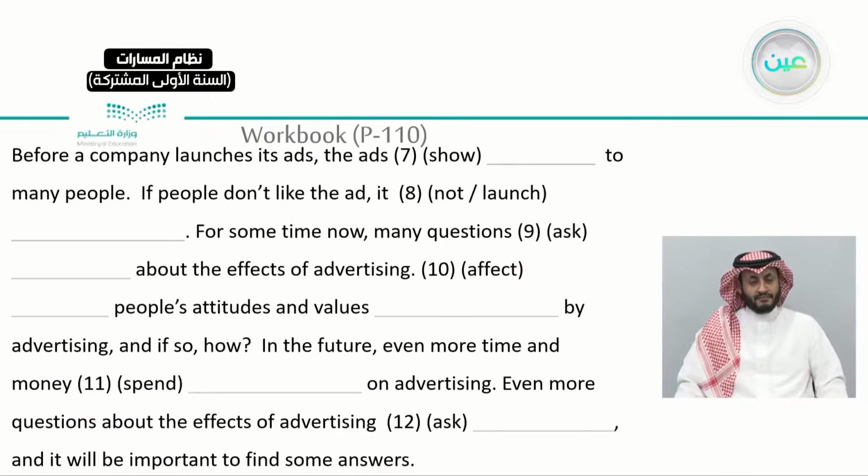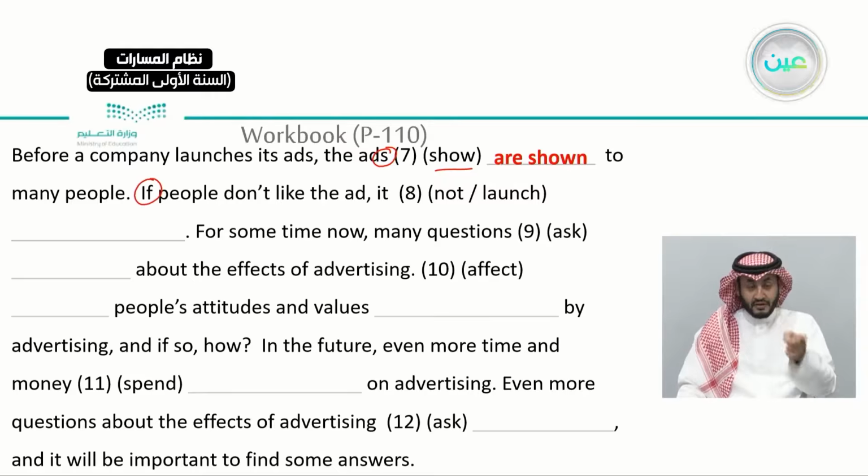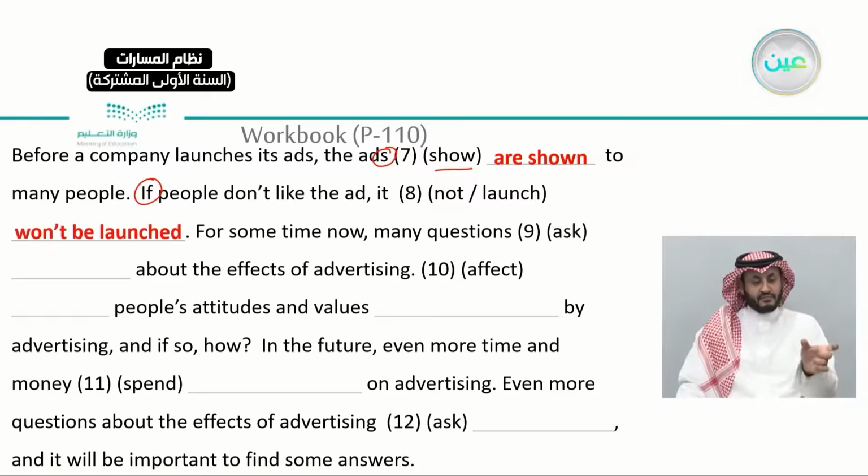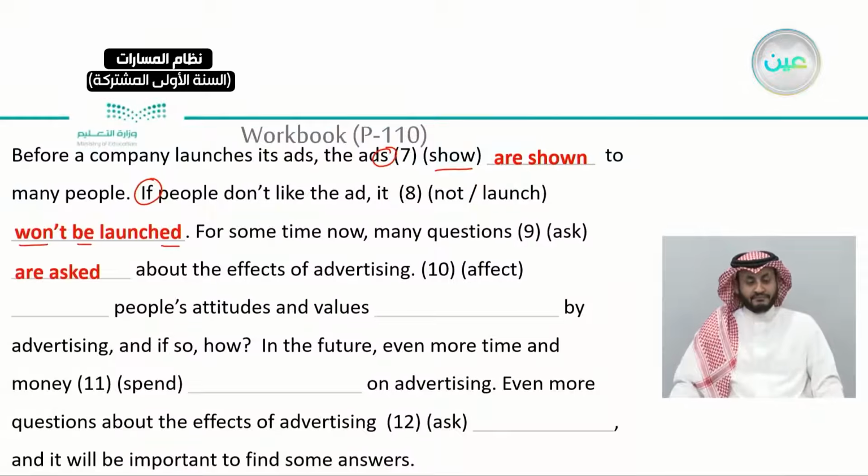Let's continue. Before companies launch their ads, the ads, we're speaking about things that we do nowadays, show, so are shown. Not one, more than one, show, so shown. Are shown to many people. If people don't like the ad, it's not launched. We will use the future in here because it is an if conditional type 1. So they won't be launched. Will not be, and verb number 3. Here we have verb number 3.